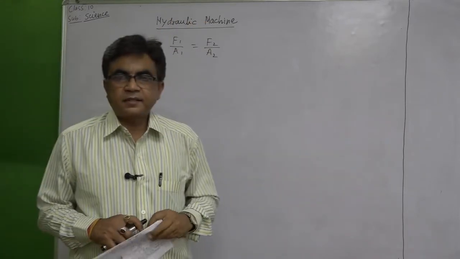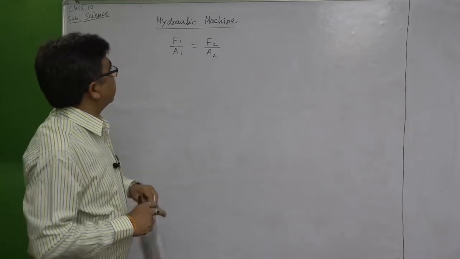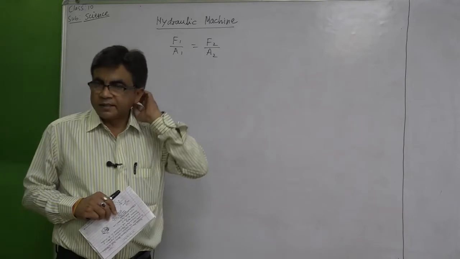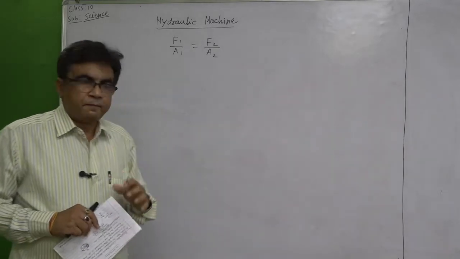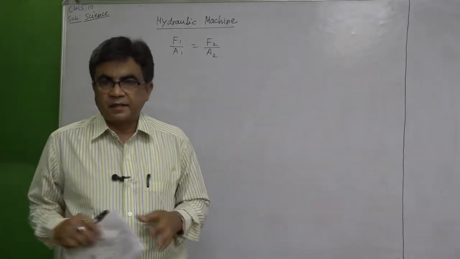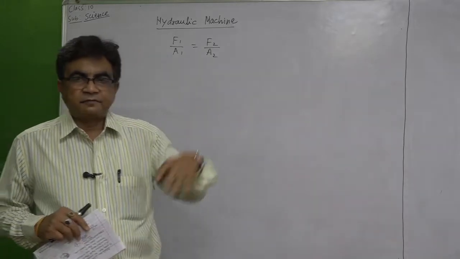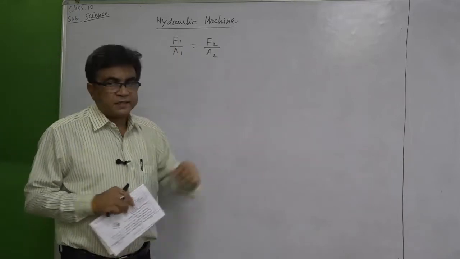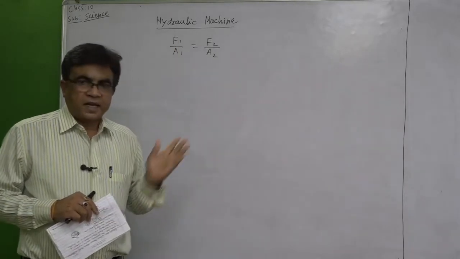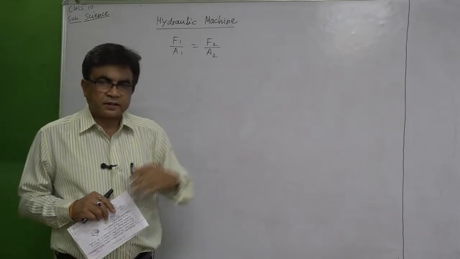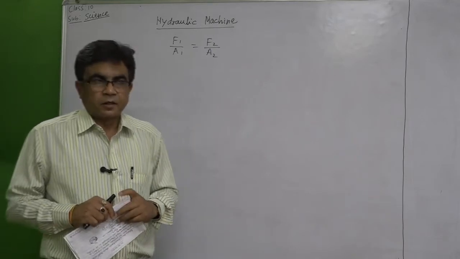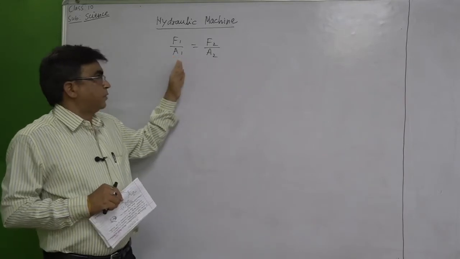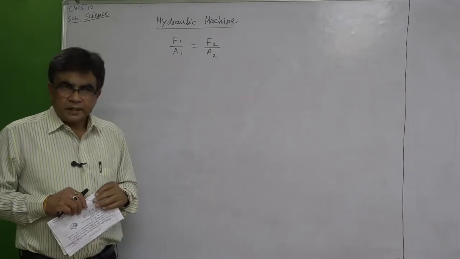In our last class, we were discussing the hydraulic machine. We had come to know that it is a force multiplier. By applying less effort, we can overcome a larger force with the help of a hydraulic machine. It works under the principle of Pascal's law, and we got this formula: F1 upon A1 equals F2 upon A2.